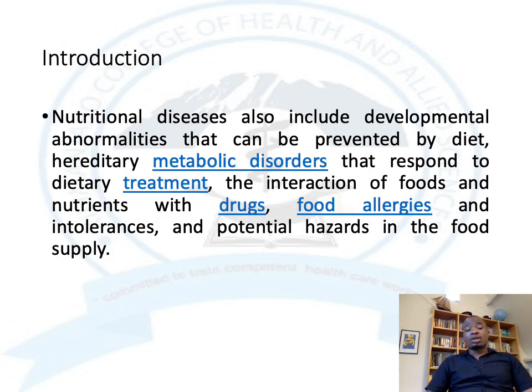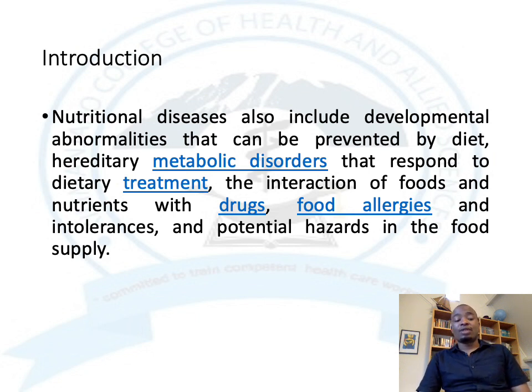Nutrition diseases also include developmental abnormalities that can be prevented by diet. These are diseases that can happen, but they could be prevented, either by the mother taking some nutrients or doing something that could prevent the occurrence of that particular disease. There are also hereditary metabolic disorders that respond to dietary treatment. If they happen, we may categorize them as nutrition diseases.